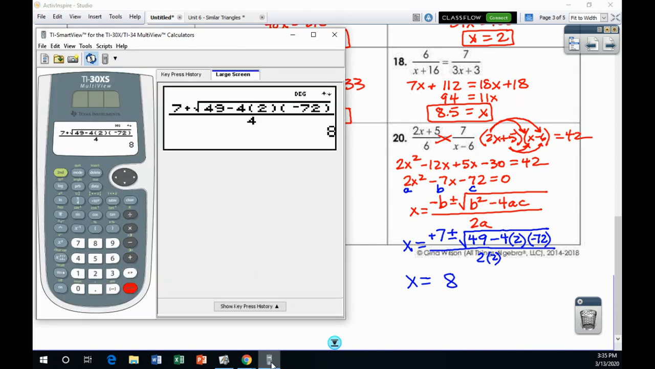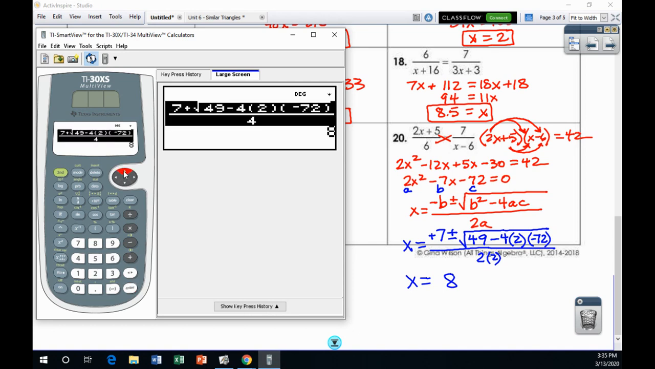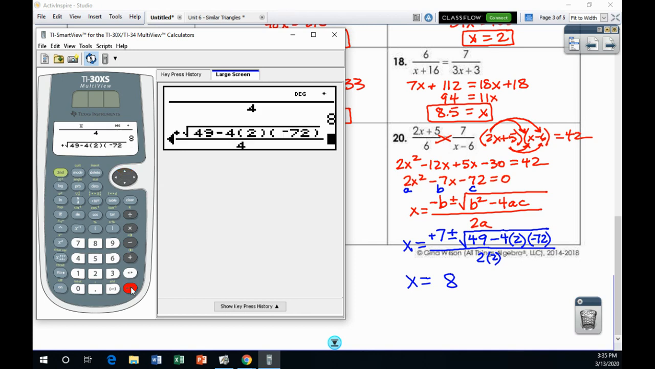But what about the other one? What about 7 minus all that square root mess, okay? Well, here's what I can do. If I just up arrow and highlight the original problem, I can hit second and enter, okay? Do I want to do that? No, I highlighted it. So all I have to do is hit enter and it'll bring that back up again. Okay. Now, there's my original answer, that 8 right there. If I back arrow, I can get all the way over there to that plus sign.